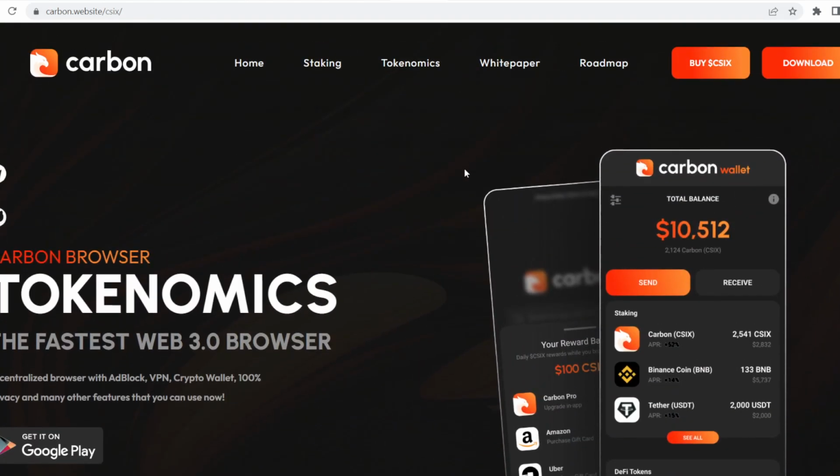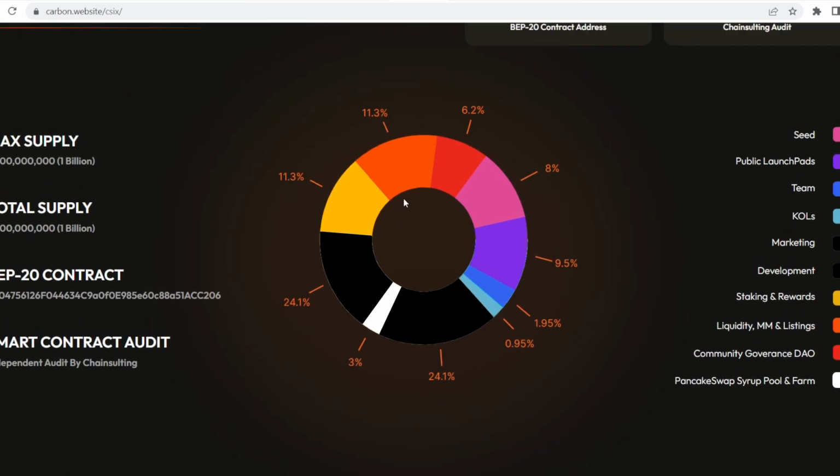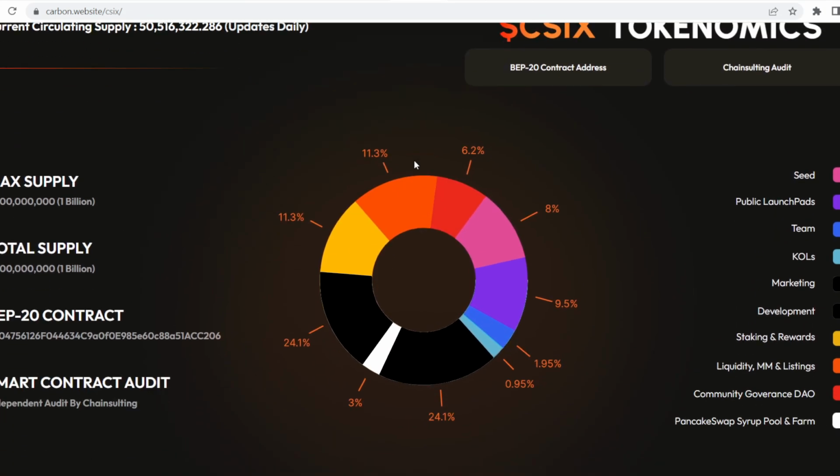That's the most important part of the whole video, because you need to clearly see the token emission schedule, because that is very important. If you want to see the breakdown of how this supply has been categorized, like for seed round, public launchpad, team, KOLs, marketing, development, and much more, you can see this distribution chart over here. But if you mainly want to see the vesting schedule, they have provided the vesting schedule, and additionally they have provided the graph also.